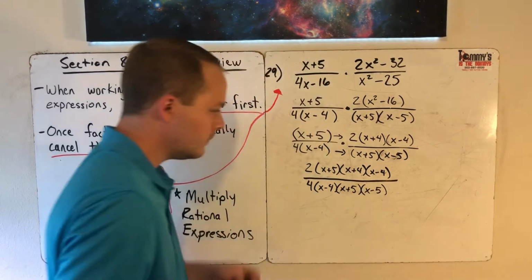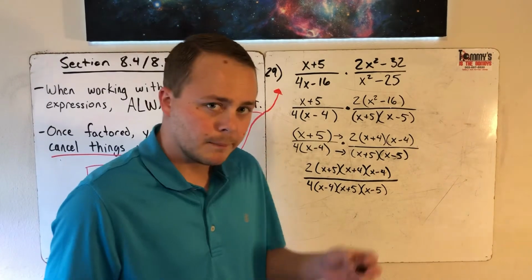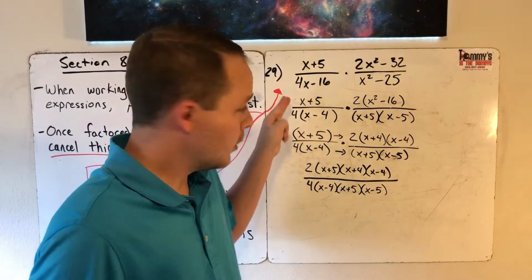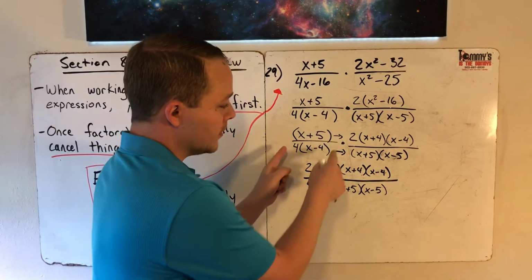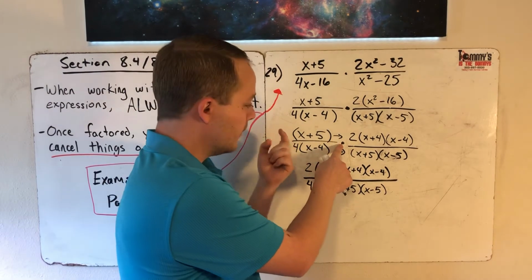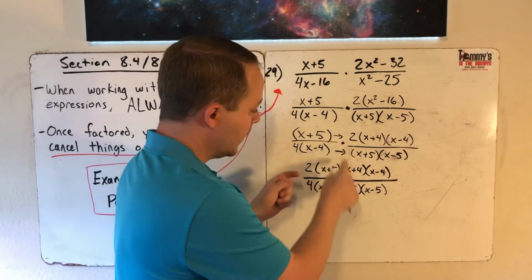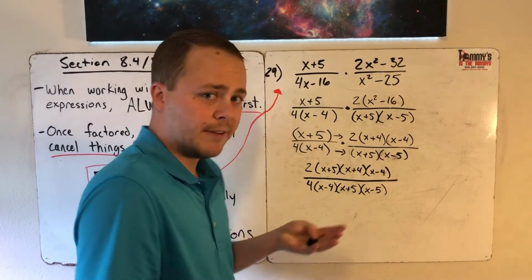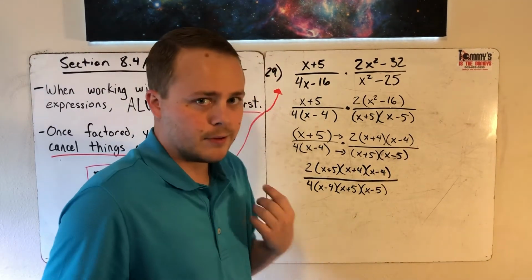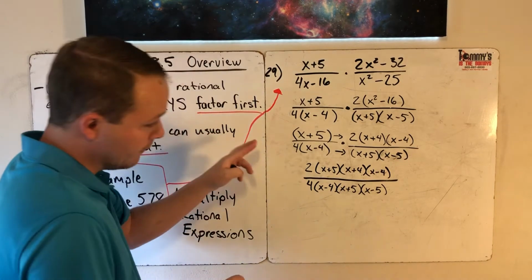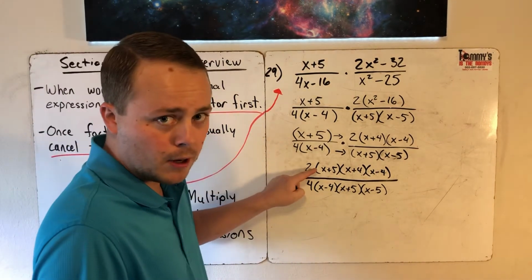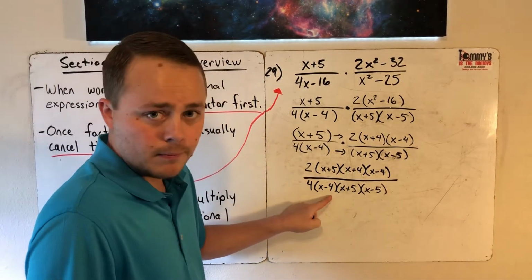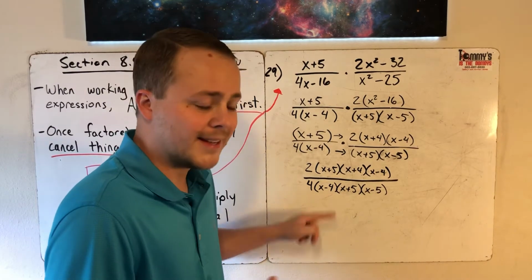Okay, so just to recap. We factored, which took quite a few steps. We multiplied the two fractions together, the two rational expressions together, and now we have one big rational expression that is completely factored out that you can cancel things out of. If you have the same term on the top and on the bottom of a fraction, it can cancel.